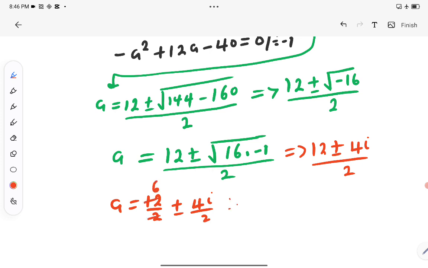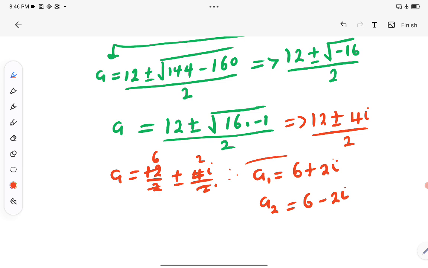Therefore, A1 is equal to 6 plus 2I, and A2 is equal to 6 minus 2I. These are the values of A. We've gotten the values of A1 and A2.